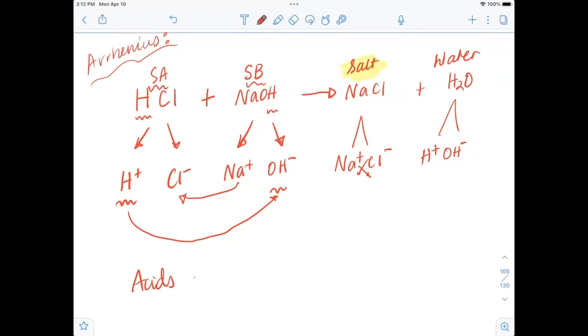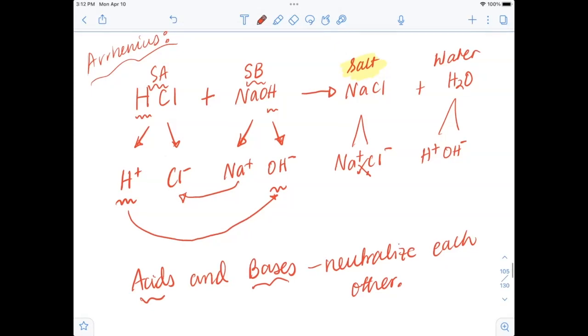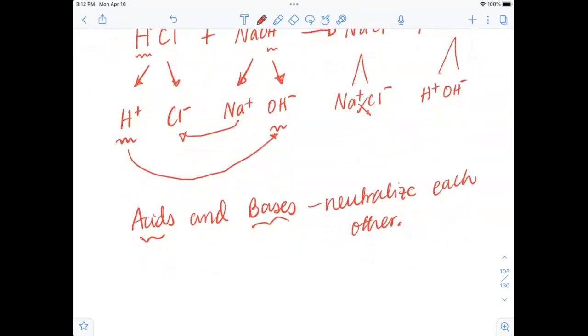acids and bases neutralize each other. In other words, when an acid needs to be neutralized, bring in a base. When a base needs to be neutralized, bring in an acid. They are two parts of a whole, a yin and yang relationship in the goal of neutralization. Okay, so acids neutralize bases and bases neutralize acids.